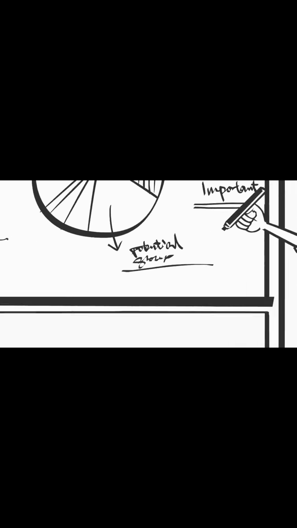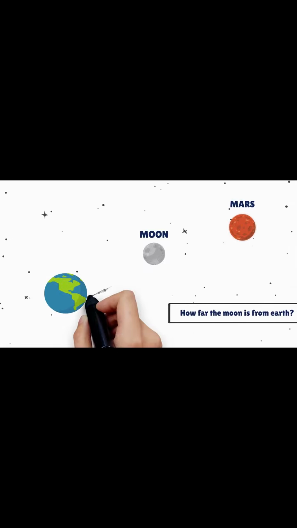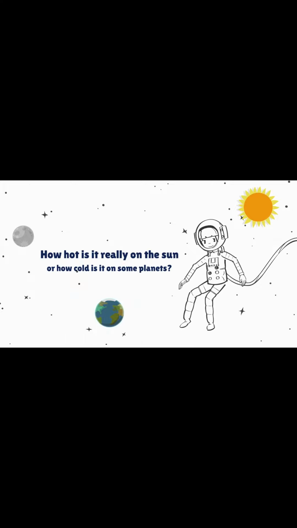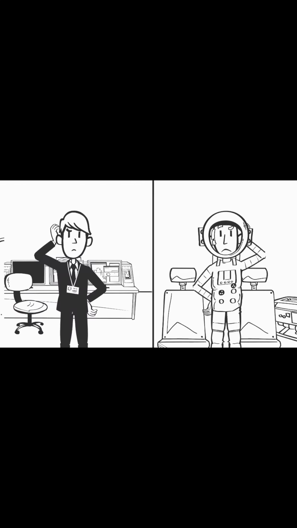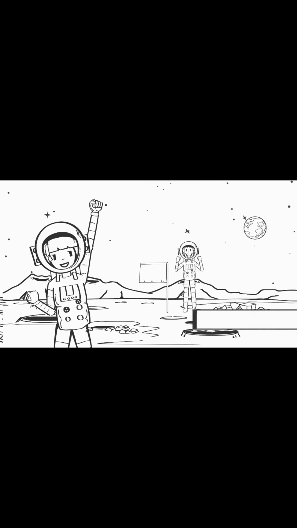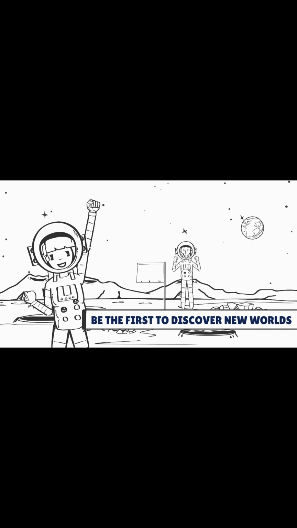Algebra was used to calculate how far the moon is from Earth, how long is 1 year exactly, as the Earth orbits around the sun, how hot is it really on the sun, or how cold is it on some planets. As you can see from these examples, it is not possible for man to measure it. This is where algebra helps. This knowledge made it possible for man to land on the moon in 1969.